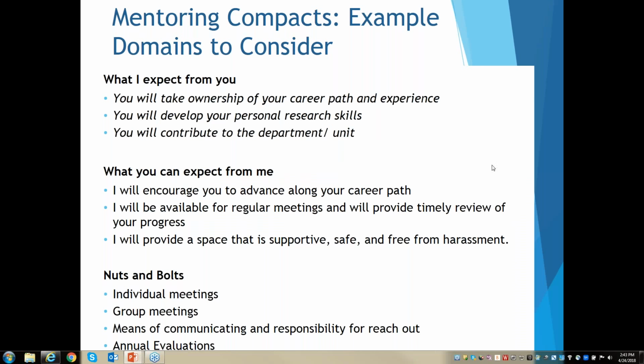So yes, these are some domains of what they could expect from you, what you could expect from them, and nuts and bolts. Thanks again, David, for pointing that out.